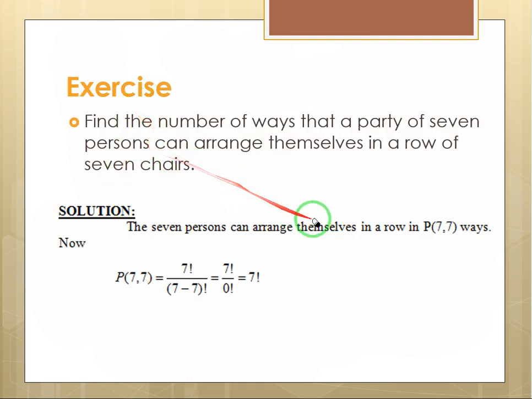Coming to another example: find the number of ways that a party of 7 people can arrange themselves in a row of 7 chairs. So how many people do we have? n is equal to 7, and how many places do we need to fill? 7. So n is 7 and k is 7. So the result is 7 factorial. Now expand 7 factorial: 7 multiply 6 multiply 5 multiply 4 multiply 3 multiply 2 multiply 1. Multiply it, and whatever you get will be your answer.